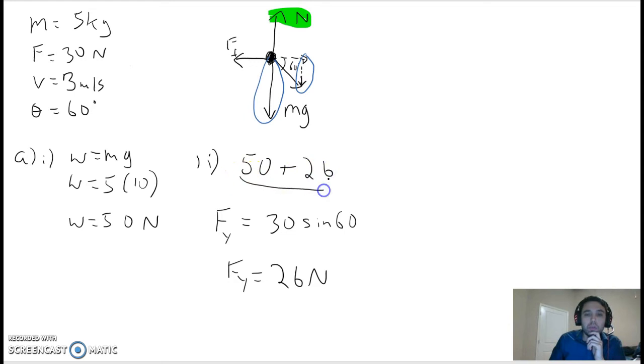So there we go. 50 plus 26, that's 76 newtons. There's your normal force, right? Again, because the two downward forces must cancel out with the upward normal force.